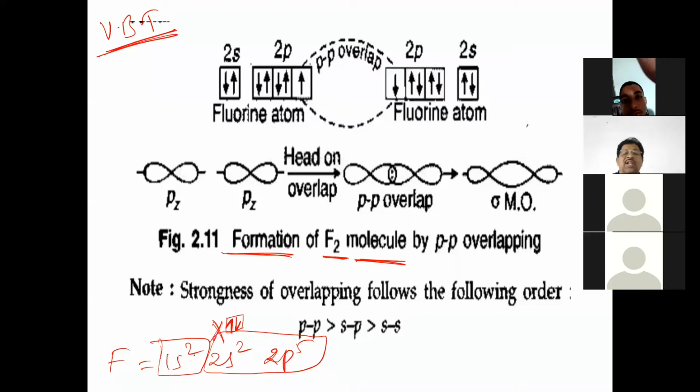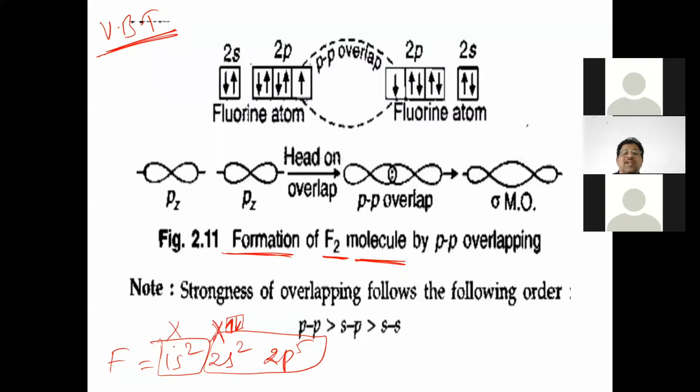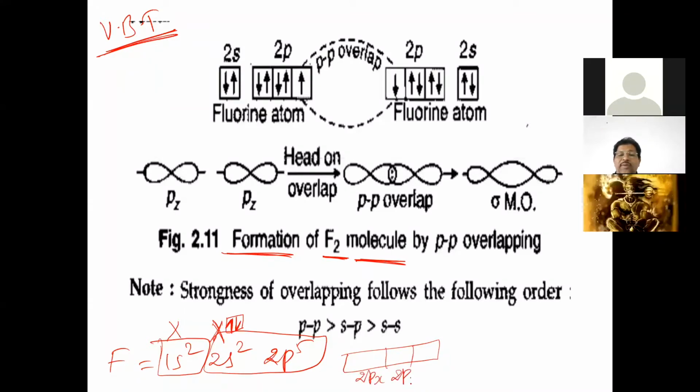Why does 1s2 not involve? 1s2 is from the inner shell, not the outermost shell. An orbital from the inner shell does not involve in overlapping. And 2p5 indicates how many boxes? 3 boxes: 2px orbital, 2py orbital, 2pz orbital. So how many electrons do we have to distribute? 5 electrons.